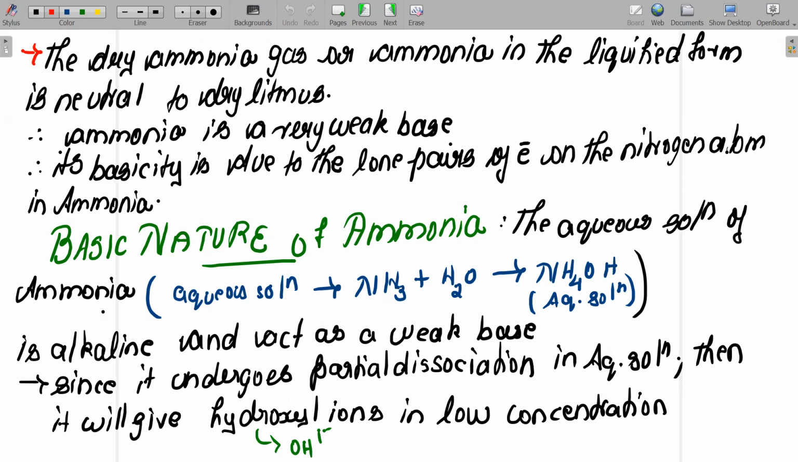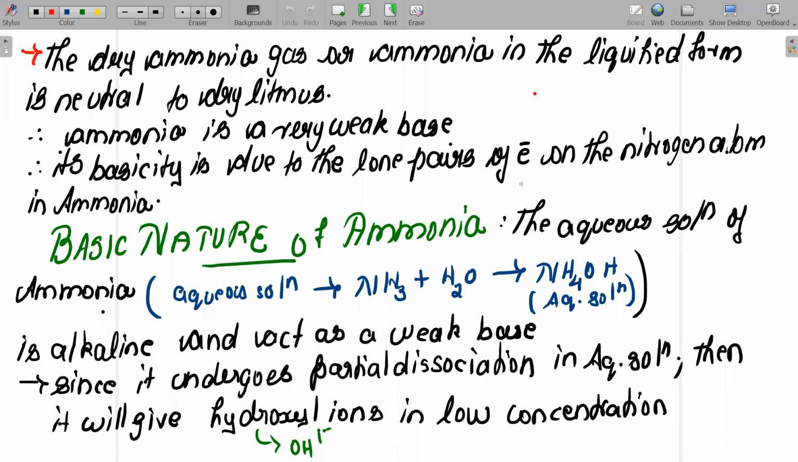Ammonia is a very weak base in the case of aqueous solution. Remember that also. Its basicity is due to the lone pair of electrons on the nitrogen atom in ammonia. Any doubts? All these terms were already discussed. Okay. Just read that once again.